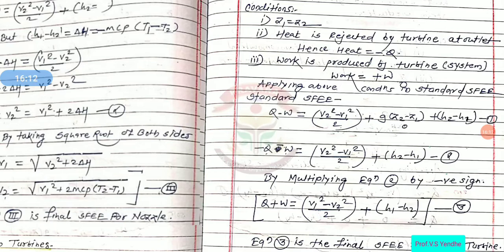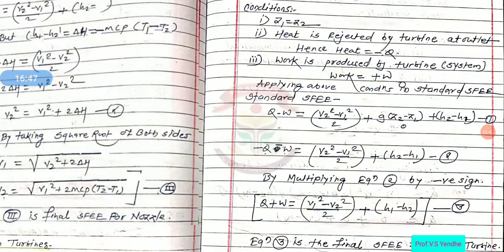Then by changing the sign of the whole equation, we get Q plus W is equal to (V1 square minus V2 square) divided by 2 plus H1 minus H2. So equation number 3 is the final steady flow energy equation for the turbine.